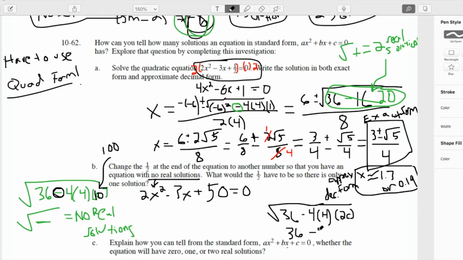36 minus 4 times 4 times 2c equal to 0, because if this whole thing equals 0, we have a square root of 0, and we would have one real solution. And this is something to keep an eye on in your assignment, right?